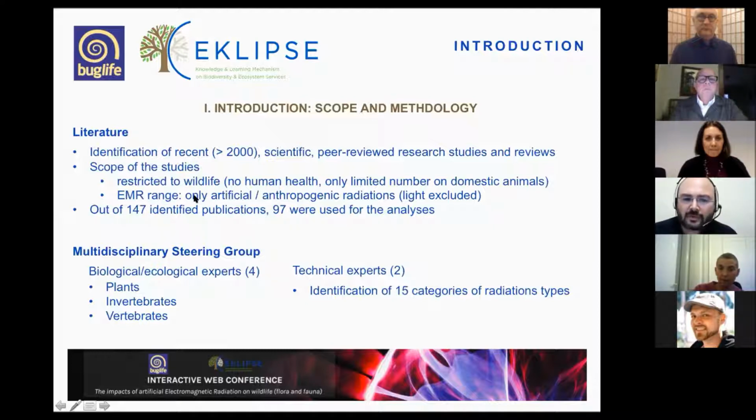The EMR range we looked at in those publications was only artificial anthropogenic radiations, and light was excluded from the electromagnetic radiation. So this left us with an initial 147 identified publications, and it was narrowed down by these restrictions to a final 97 papers, all on those 3 groups: plants, invertebrates, and vertebrates. So I'll only talk about the invertebrates today.